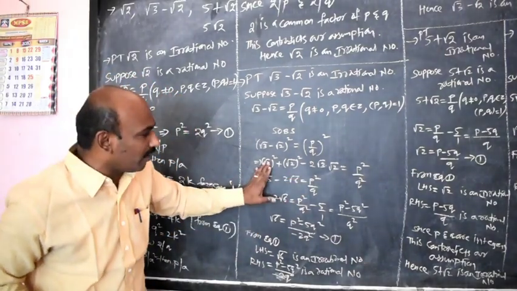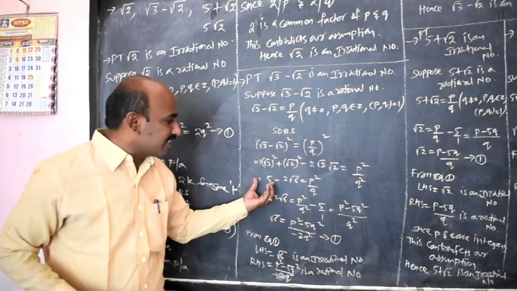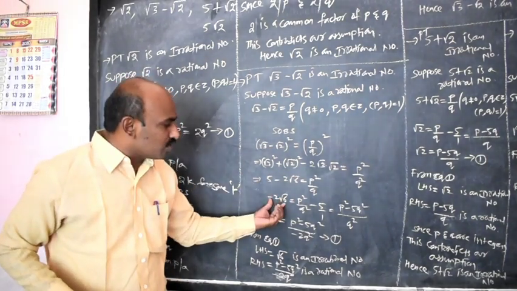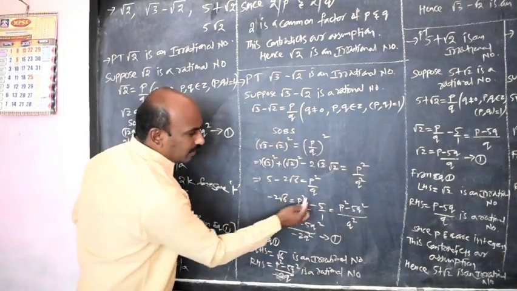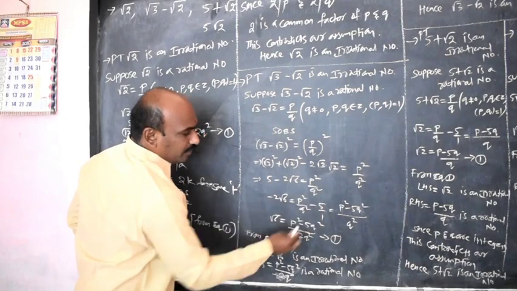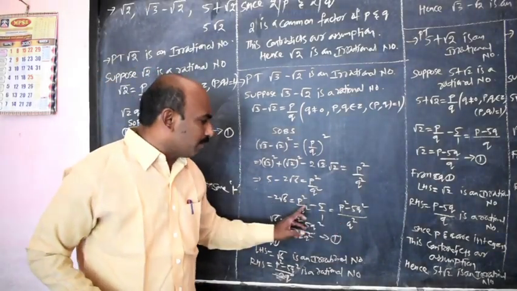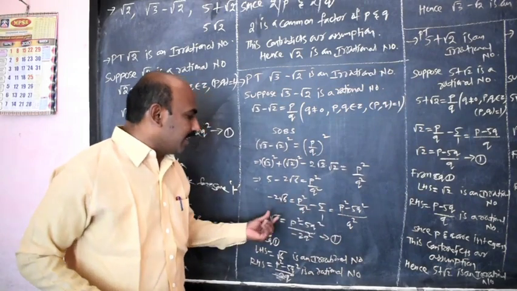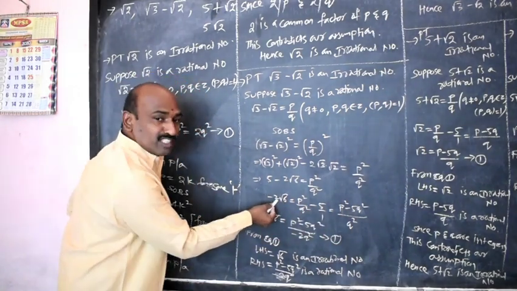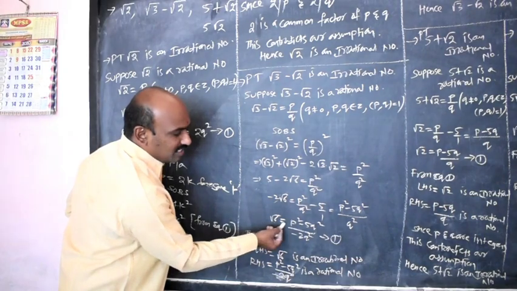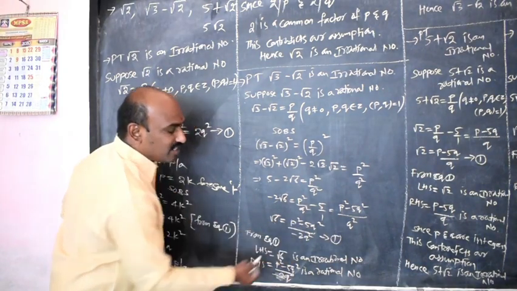This is a rational part and this is also a rational part, so we can put them together. Minus 2 root 6 equal to p square by q square minus 5 by 1. Take the LCM q square: p square minus 5q square. Then this minus 2 I can also transpose to the right side. Then root 6 equal to p square minus 5q square by minus 2q square.